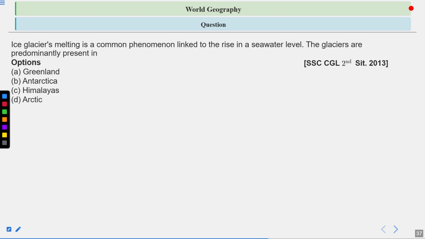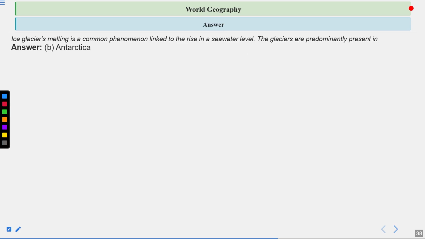Ice glacier melting is a common phenomenon linked to the rise in sea water level. The glaciers are predominantly present in Greenland, Antarctic, Himalayas, or Arctic. If we talk about the melting phenomena and the rise in the water level, the glaciers are present in which of the following regions? So, the answer is Antarctic.